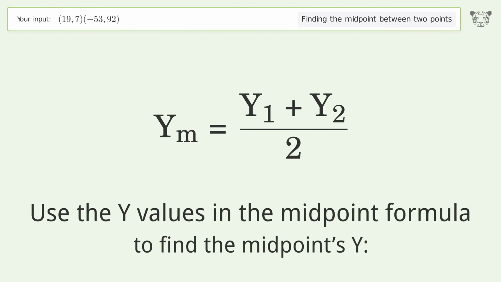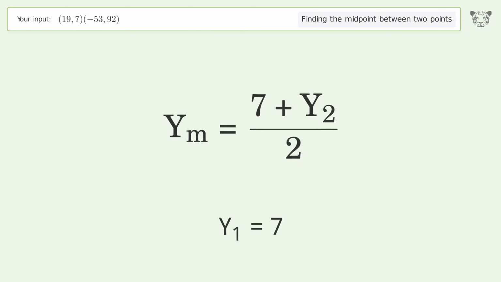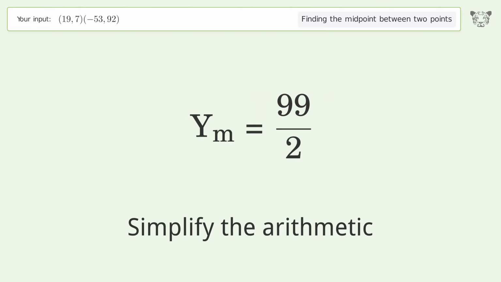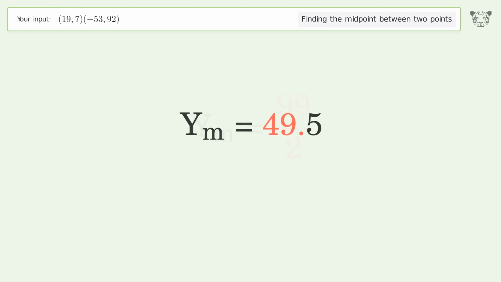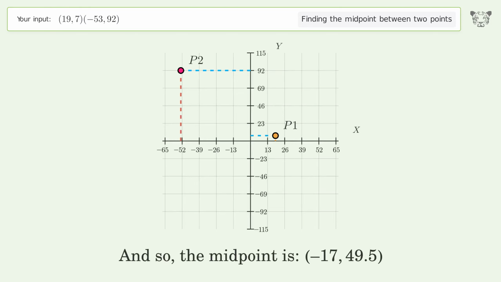Use the y values in the midpoint formula to find the midpoint's y. y1 equals 7. y2 equals 92. Simplify the arithmetic. And so, the midpoint is, negative 17, 49.5.